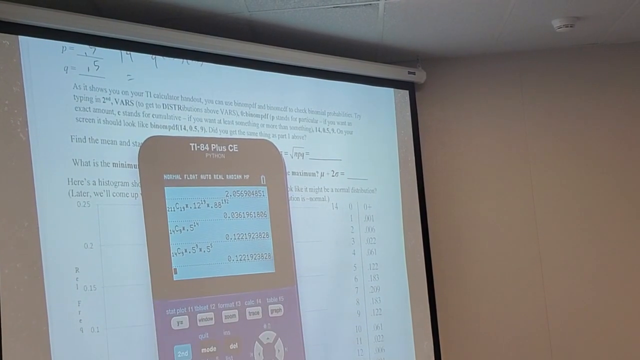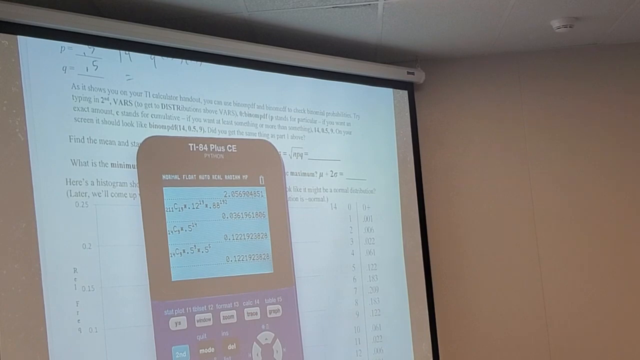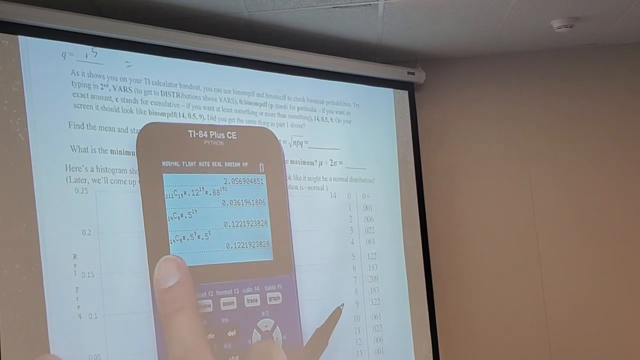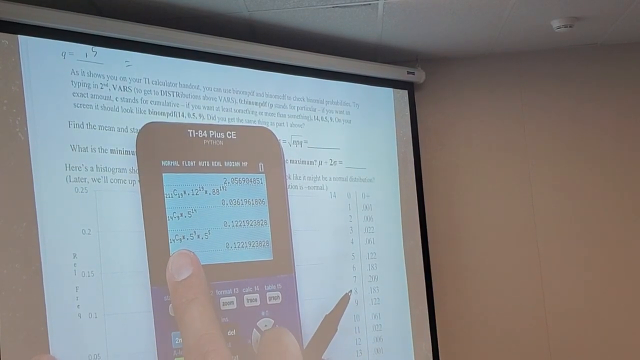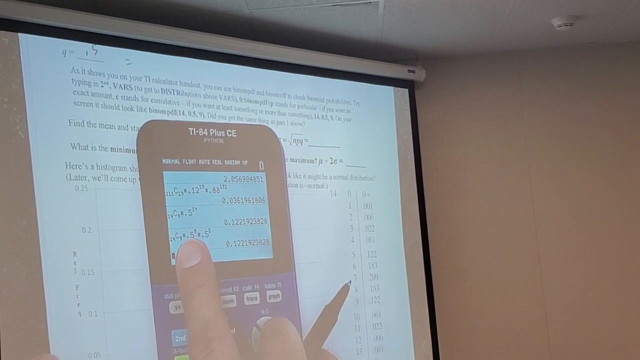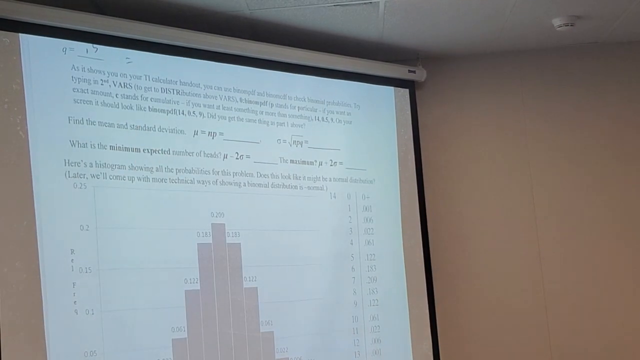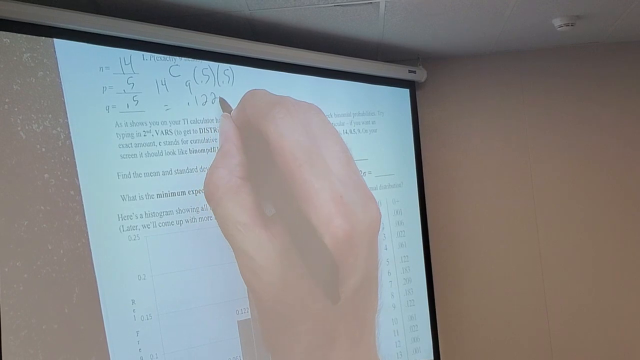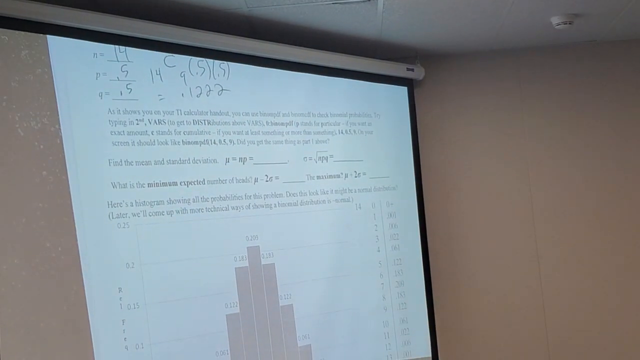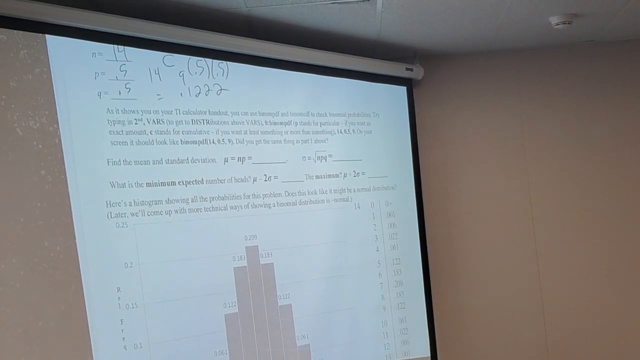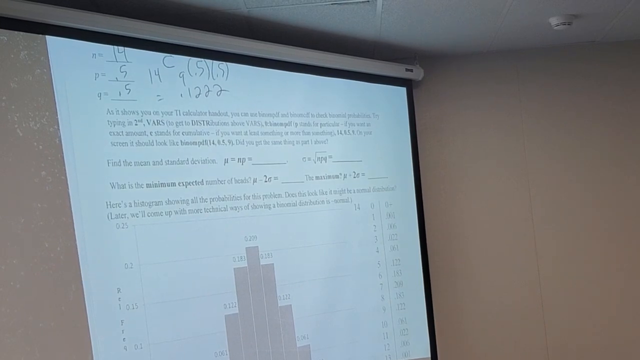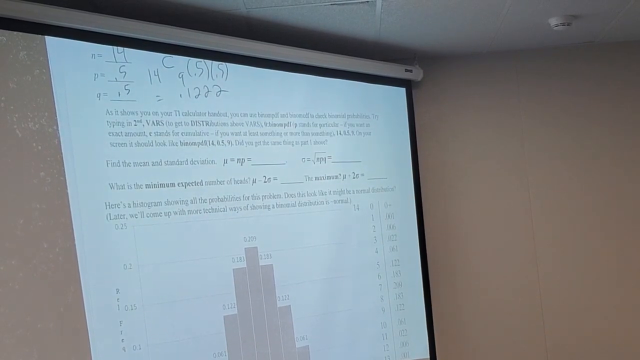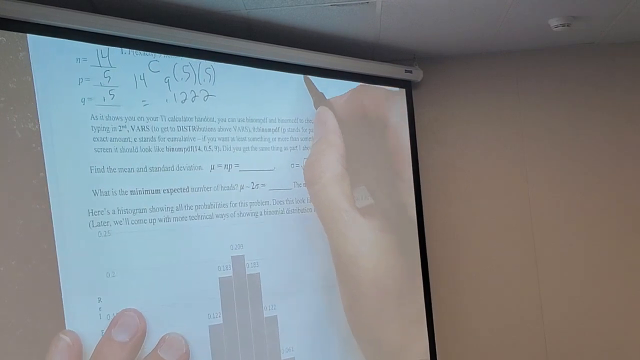1222. Do you see? 14 choose 9? Oh, it's because I put 15 instead of 14. Okay, so 0.1222. So about a 12% chance you'll get exactly 9 heads if you flip a coin 14 times. What about at least 1 head?